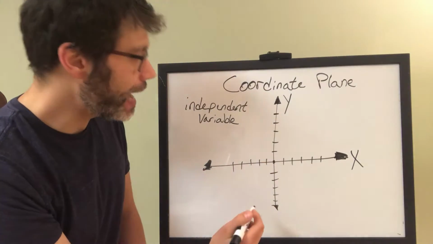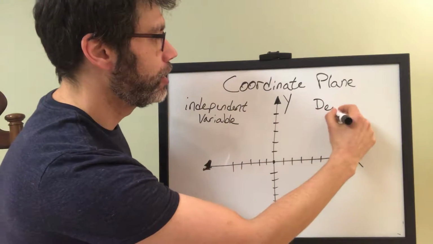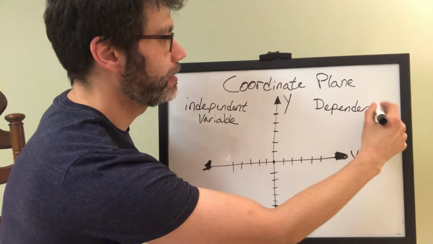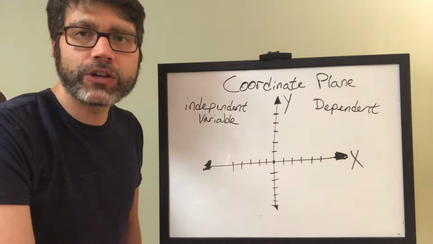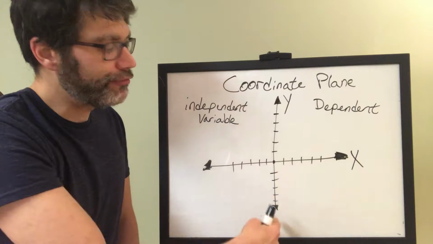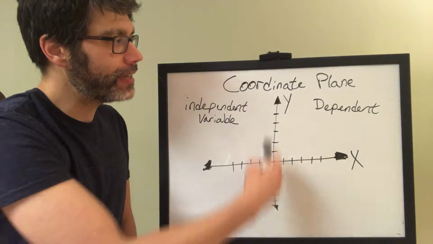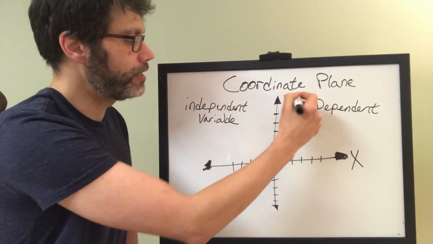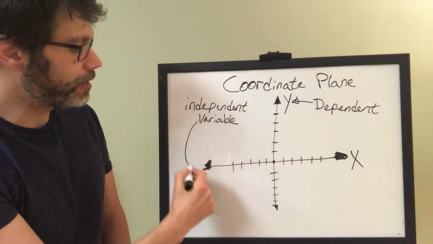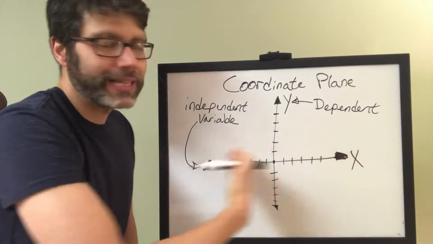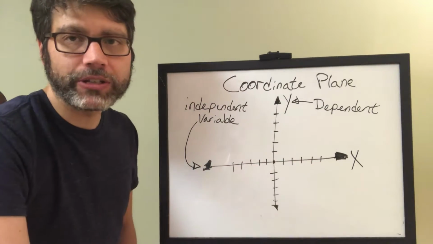So our dependent variable is going to be on our vertical y-axis. Okay, so the vertical y-axis is going to be our dependent variable, whereas the independent variable is going to be represented on the x or the horizontal axis.